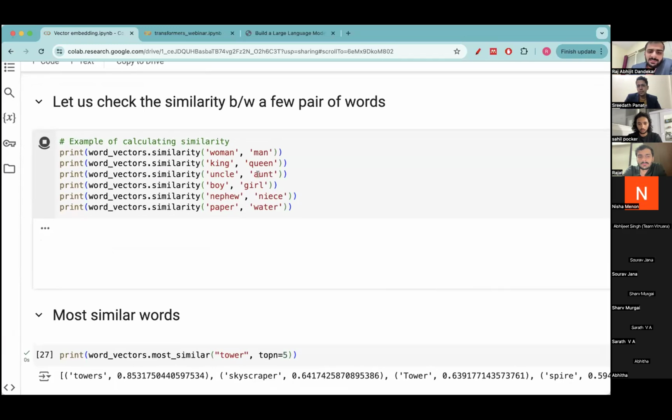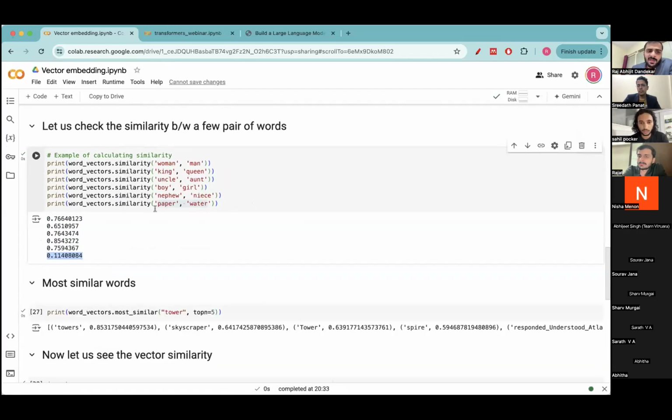You can even check the semantic relationship magnitude between words. So woman, man, king, queen, uncle, aunt, they are related to each other, right? So you can see their similarity scores are much higher. But if you plot the similarity score for paper and water, let's say, it's very low. So this is again proof that the vectors have some meaning associated with them.